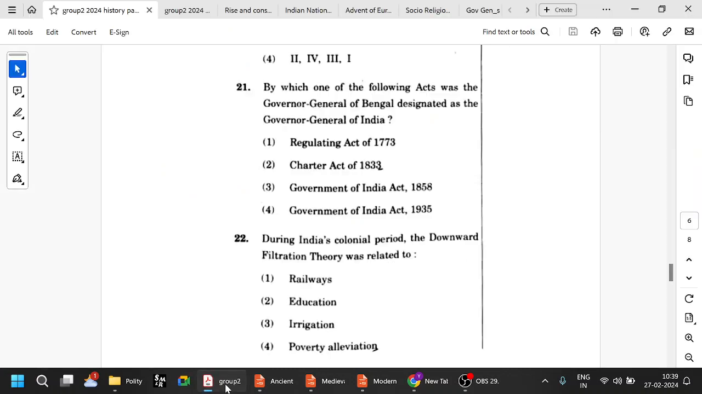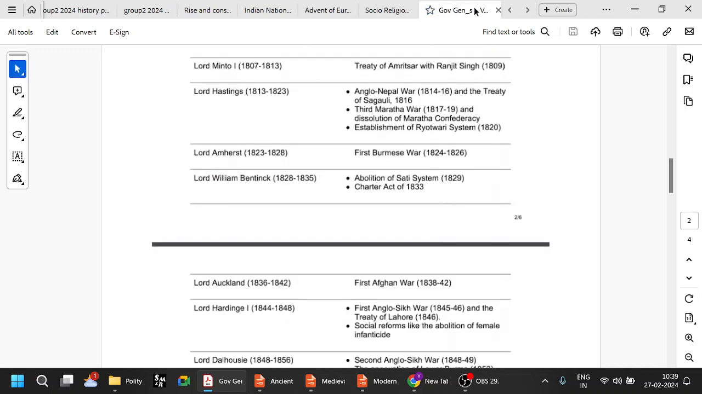Today let us continue with the history paper, last 10 questions. So let us look to start with the 21st question. Which one of the following acts was the Governor General of Bengal designated as the Governor General of India? So this I am sure everybody is aware.